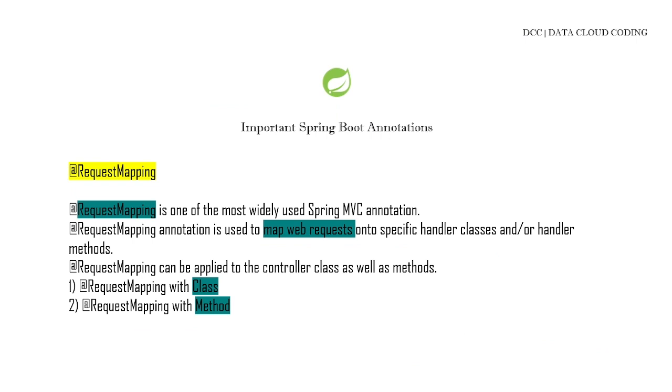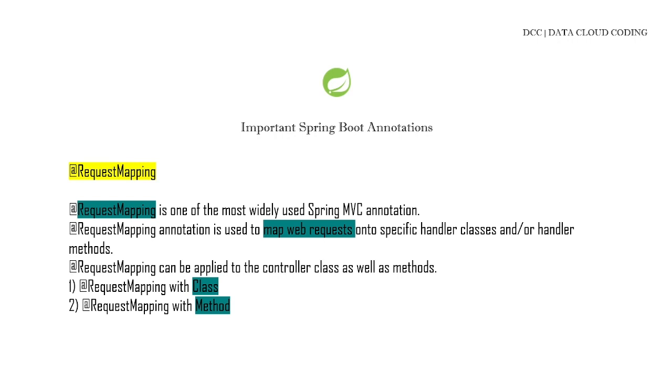Now let's move to the next annotation, which is @RequestMapping. This @RequestMapping is one of the most widely used Spring MVC annotations, and it is used to map web requests onto specific handler classes or handler methods. This @RequestMapping annotation is both a class-level annotation and a method-level annotation. Whatever web requests are coming as part of my incoming request, this annotation is used to map those requests to specific classes and to specific methods inside those controller classes. It can be applied to the controller class as well as methods.